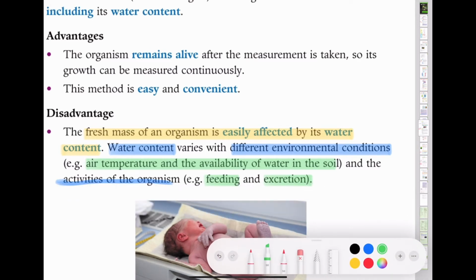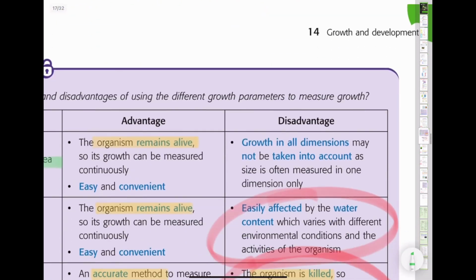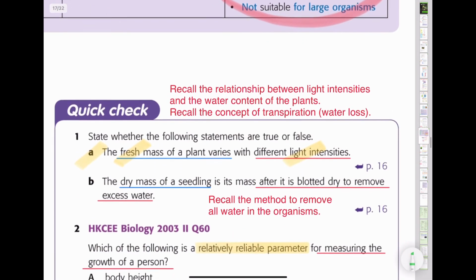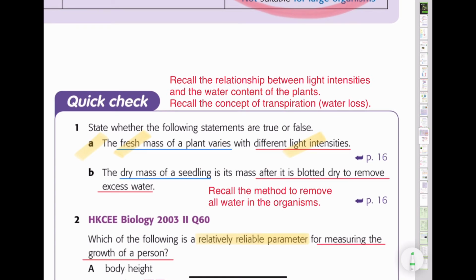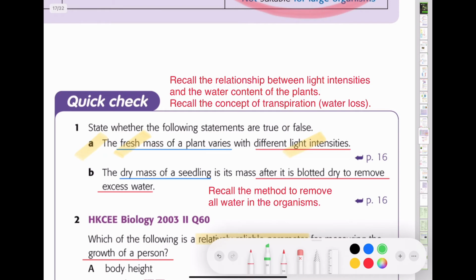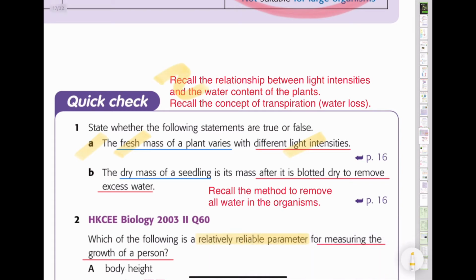So according to this concept, we go back to the question, you may think, Mr. Leung, I think 1A should be wrong, because the book talks about varying with the water content in the organism, but not with the light intensity. But in the textbook, in that paragraph, it also mentioned that the water content varies with the different environmental factors. So light intensity, of course, is a type of environmental factor.